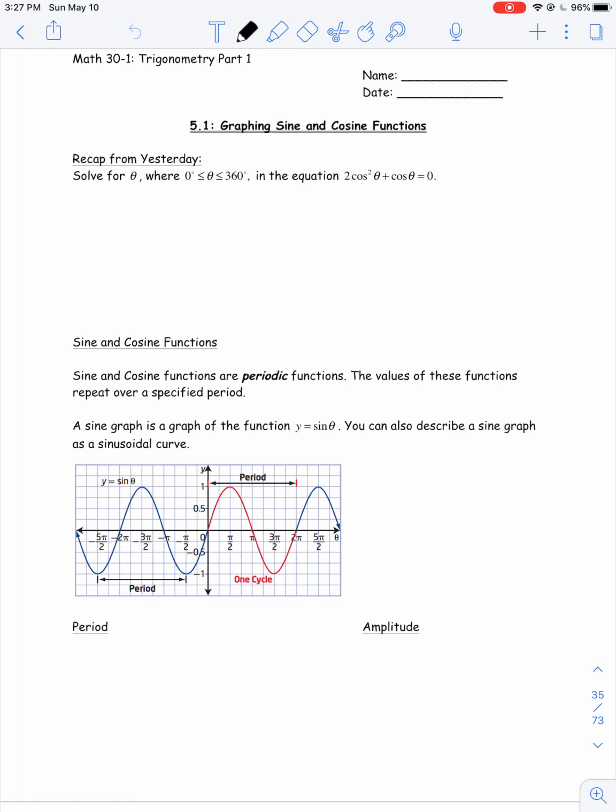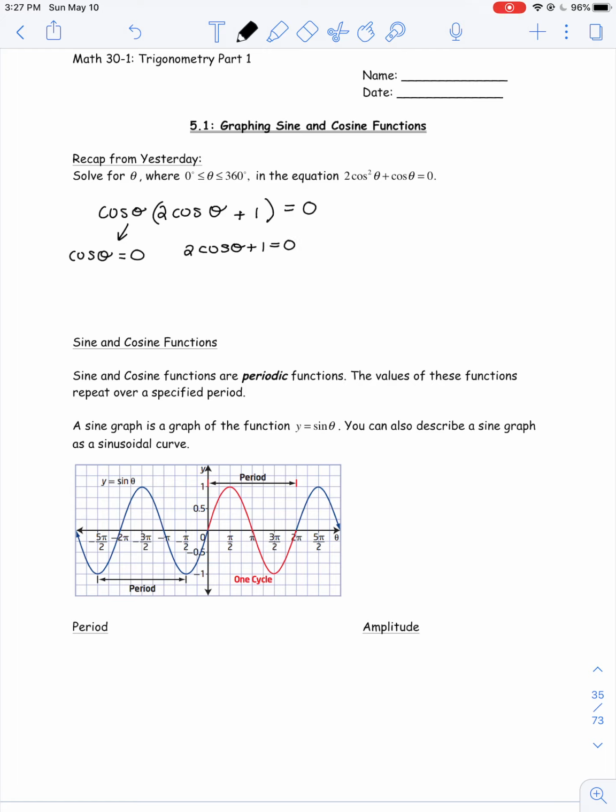So we're going to solve for the angle as long as it is between 0 and 360 degrees. And it's giving the equation 2 cos squared theta plus cos theta equals 0. What I would do first is factor the cos from both the 2 cos squared theta and the cos theta. So that would be cos theta in front, times 2 cos theta plus 1 once you factor it out, equal to 0. Then you could take each factor and make it equal to 0. So cos theta could equal 0, and 2 cos theta plus 1 could equal 0.